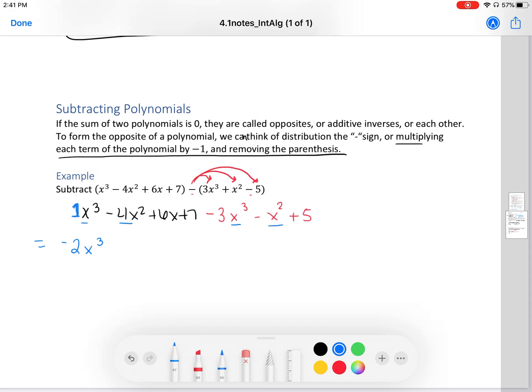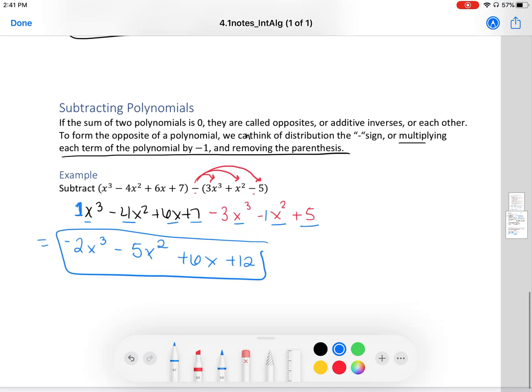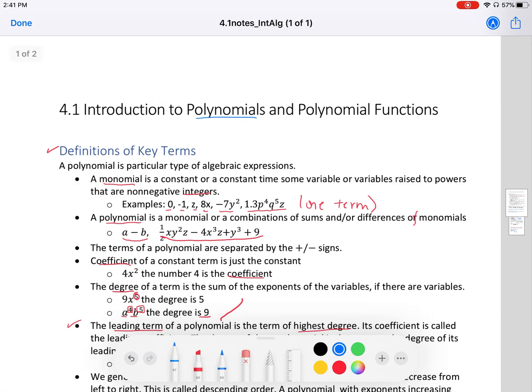That's x squared. Negative 4 minus 1. Think of that as a 1. We get negative 5x squared. And then this is the only one I have with an x, so plus 6x. Then we're left with 7 plus 5, which is 12. And there we have it. That's it for section 4.1, Introduction to Polynomials and Polynomial Functions.